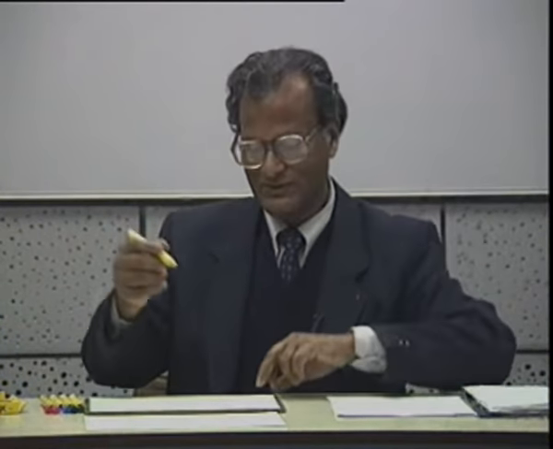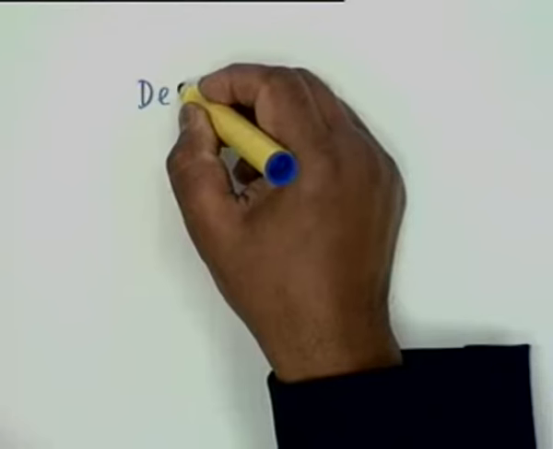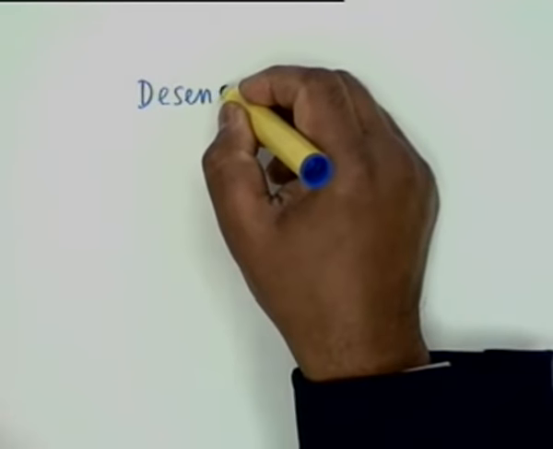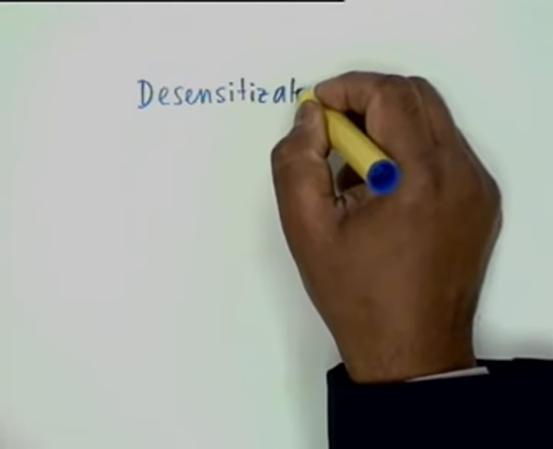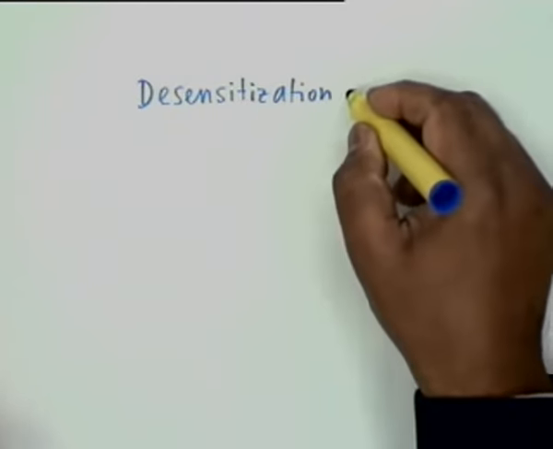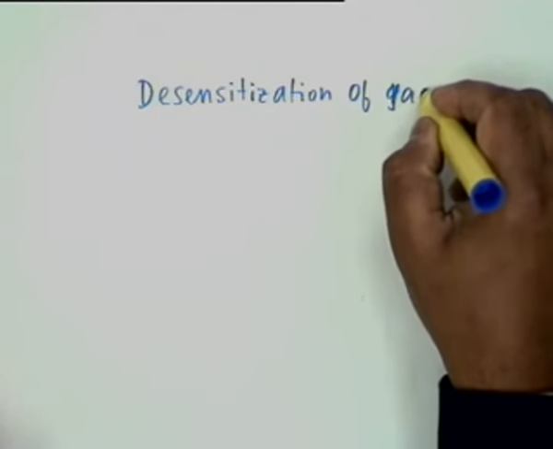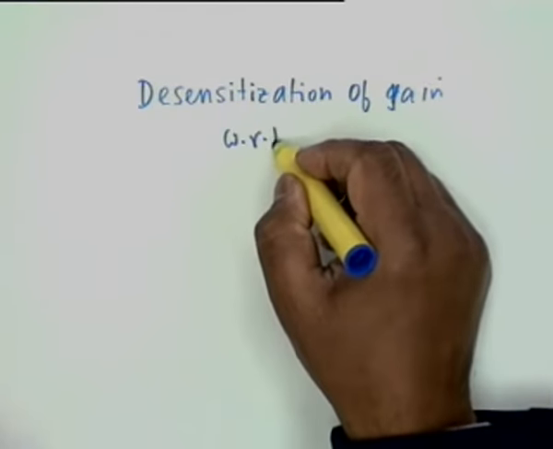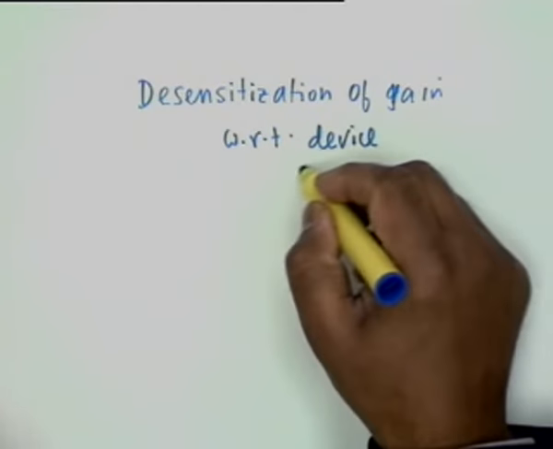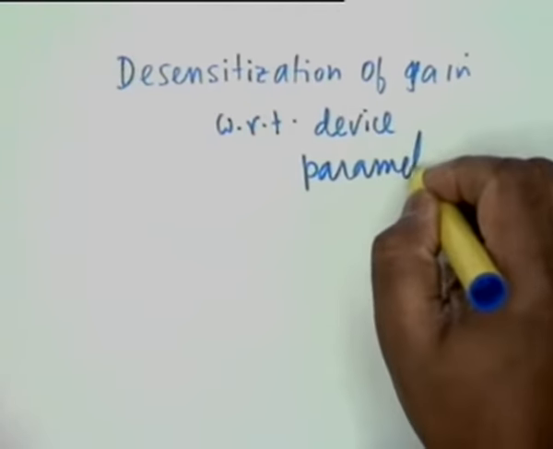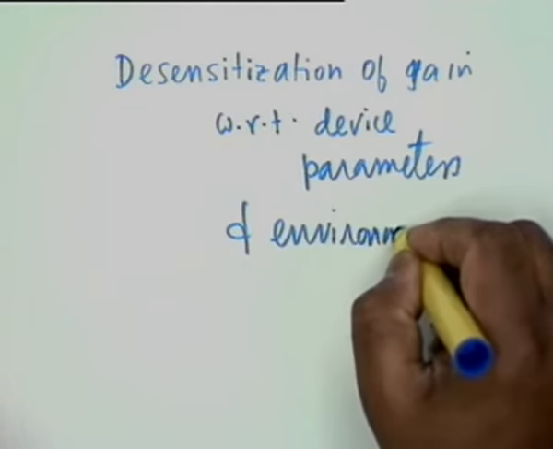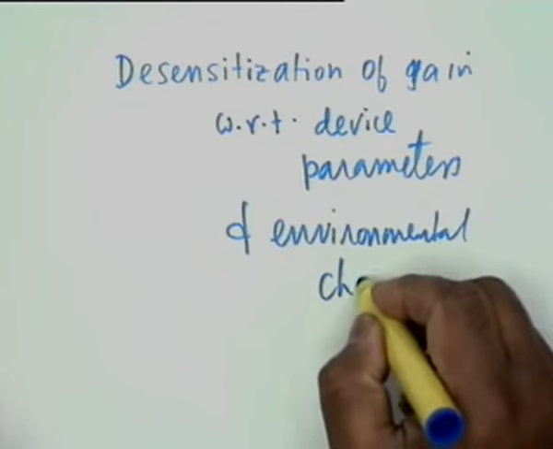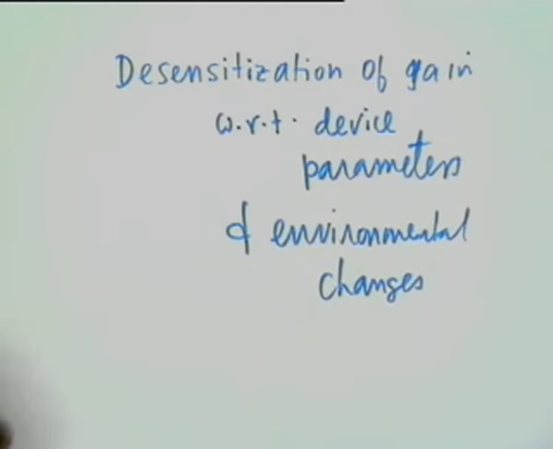So, one of the advantages of negative feedback, as I had said, is desensitization of the gain with respect to device parameters and environment. We have already seen manifestations of this in the case of the common emitter amplifier with an unbypassed resistor.